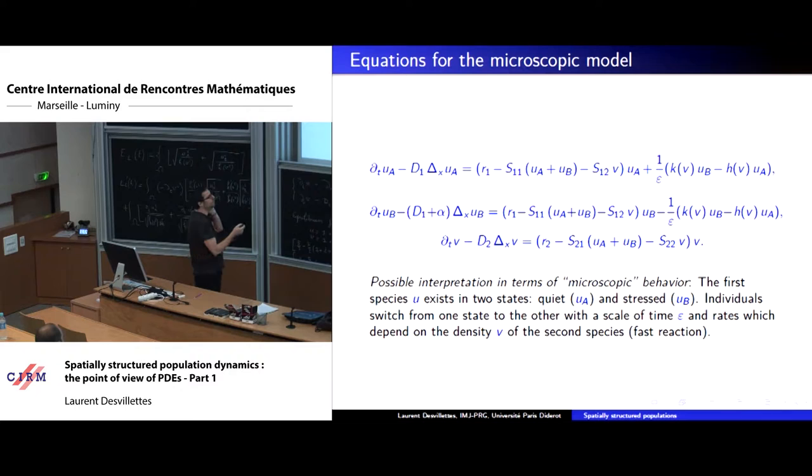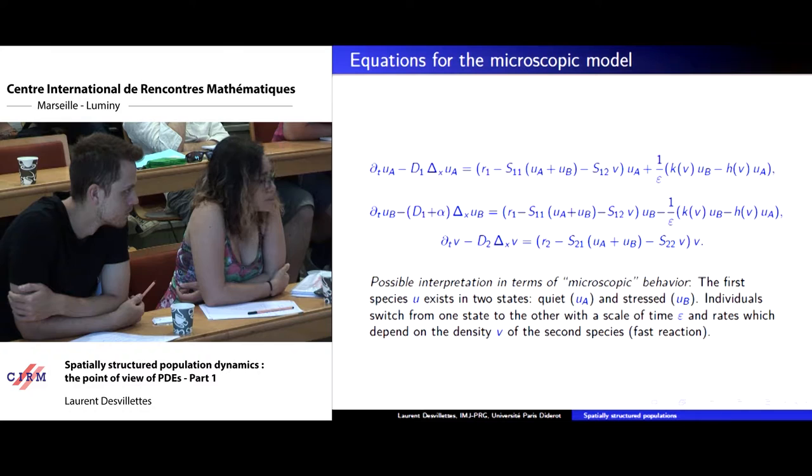And then what you put inside here is just an exchange between UA and UB, meaning that a quiet individual can become stressed or stressed ones can become quiet. And this equilibrium is something which depends on functions h and k, which depend on the number of individuals of the second species. And h and k are not yet chosen at this level, but let's say that the probability of going from quiet to stressed is something which depends on v, and the same for going from stressed to quiet. And so because of this, you can see that the number of stressed individuals will really depend on the number of individuals of species V in the surrounding. And so you can expect that because of this, the cross-diffusion will appear at the end when you let epsilon go to zero. So that is the interpretation of all of this.